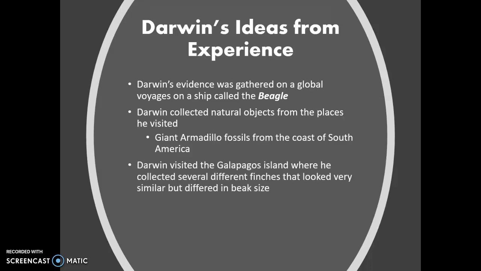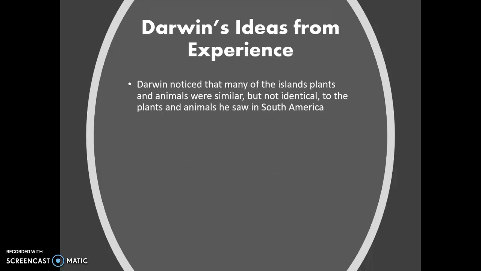Darwin also visited the Galapagos Islands, where he collected several different finches that looked very similar, but they differed in beak size. And each beak seems suited for the finch's usual food, okay? So Darwin started to see that there was some sort of correlation between the beak size and what they were eating. Darwin also made note that many of the island plants and animals were very similar, but they weren't absolutely identical to the plants that he saw in other places such as South America.